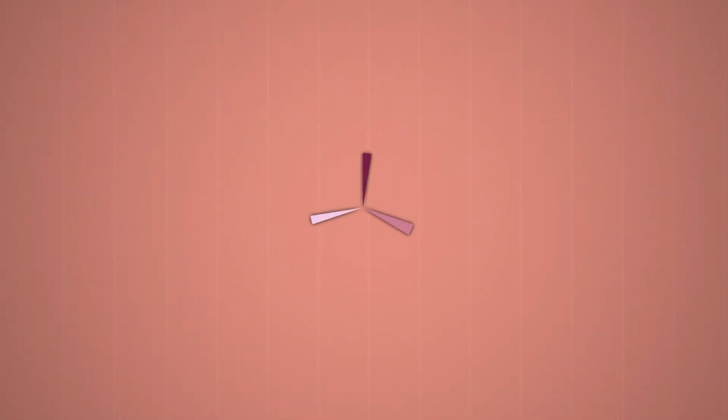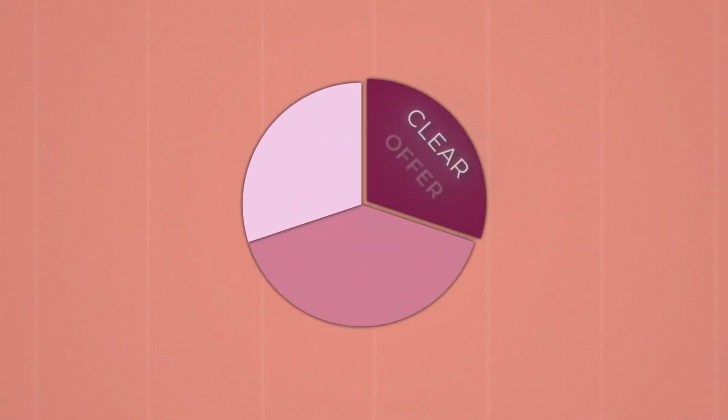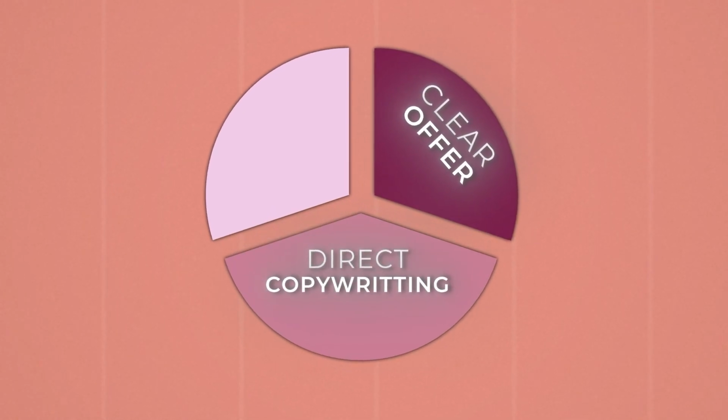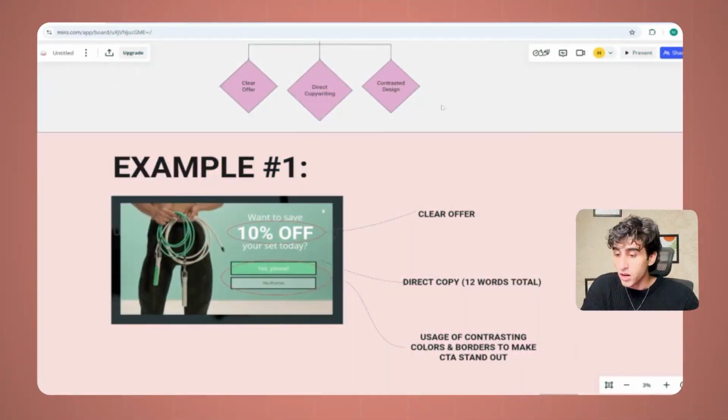Now, there are only 3 parts of building a really good pop-up. There should be a clear offer, you should be using direct copywriting, and then you should be using a contrasted design. We're going to be building one right now, and I'm going to show you how to do this. But here are a few examples.